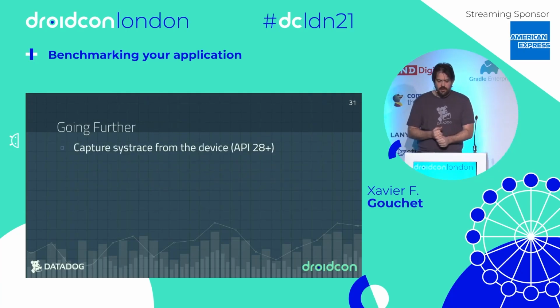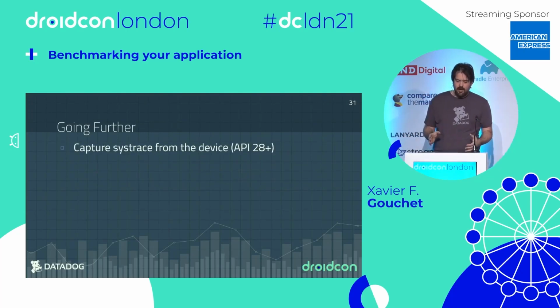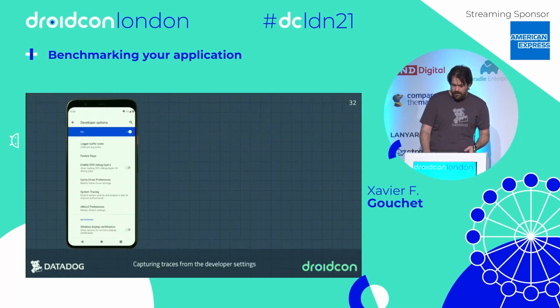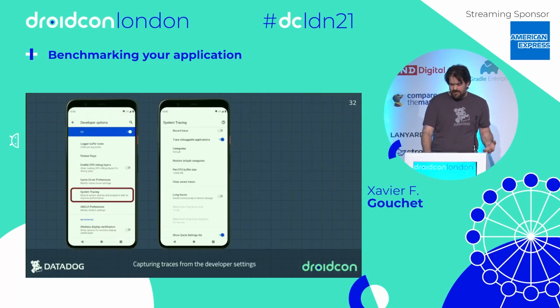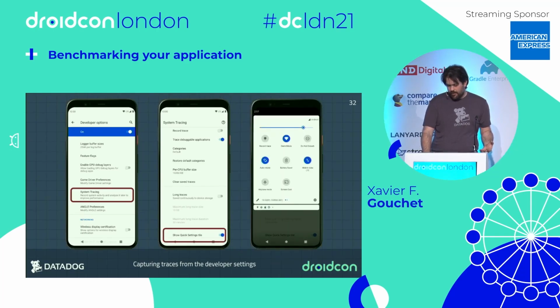If you want to go further, on any device that has API 28+, as I said, you have this Perfetto runtime, meaning that you have everything on the device to grab those traces. Meaning that if you go into developer options, you have this system tracing tab here, where you can actually enable the quick tile setting here.